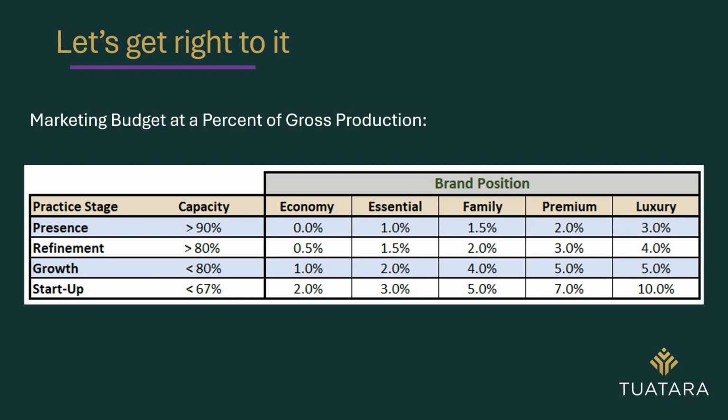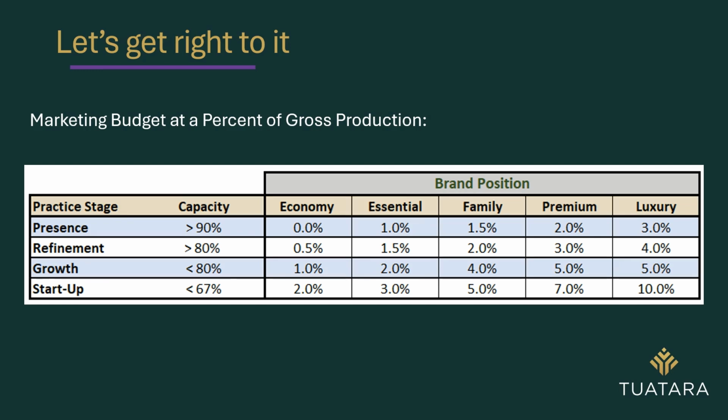So let's get right to it. Marketing budget as a percent of gross production. I wanted to go ahead and give you this matrix as we get started here. Really quick, two different components here. First is your practice stage. This is based on your capacity. So for your current plumbed and equipped operatories, what capacity are you currently at with your current patients? Based on that gives you your practice stage.